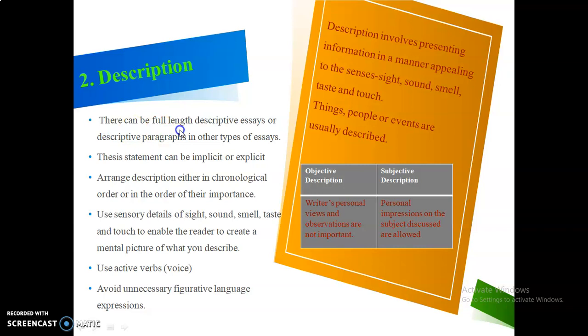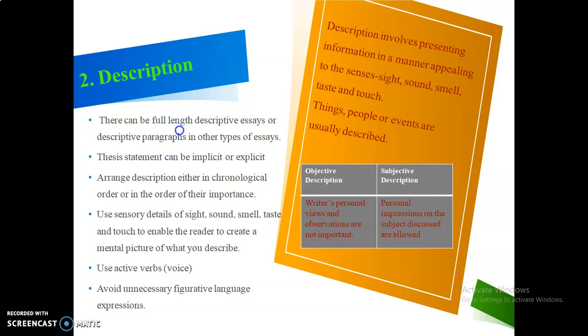There can be a full length descriptive essay or descriptive paragraphs in other types of essays. Some essays could be descriptive from the beginning till the end, whereas we can find some descriptive paragraphs in a narrative essay, we can find some descriptive paragraphs in an argumentative essay, etc. as well. So that's also possible. We can have a full length descriptive essay, or sometimes we can have descriptive paragraphs in other modes of essays.